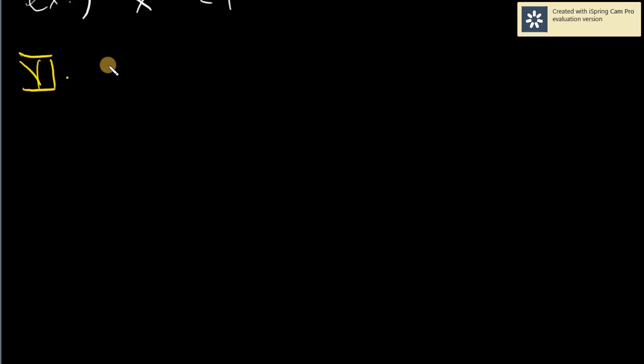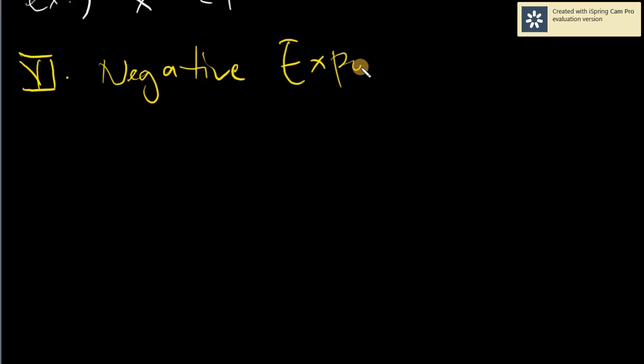We have the negative exponents. So when it comes to exponents that are negative, it's actually not allowed in mathematics. So we always would like to express our exponents as the positive side. So how do we do that? If we have x raised to negative n, this would become 1 over x raised to n.